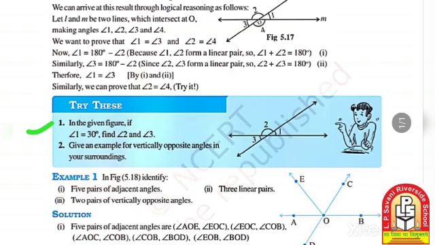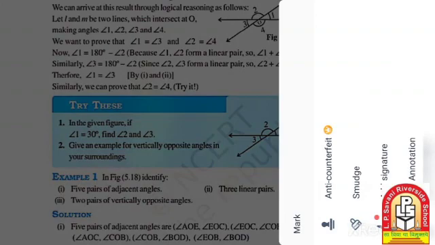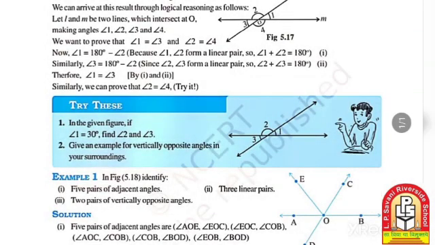In the given figure, if angle 1 is equal to 30, then angle 3 is also 30 because they are vertically opposite angles. So angle 1 and angle 3 have the same measurement, 30, and angle 2 is 180 minus 30. So the answer is 150. So angle 2 is 150 and angle 3 is 30.